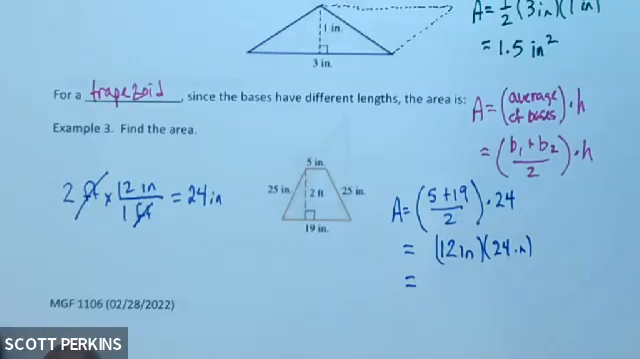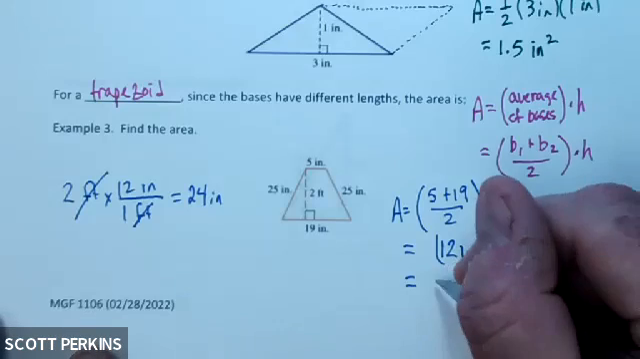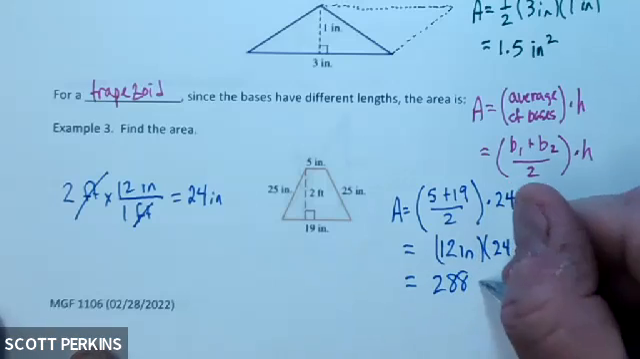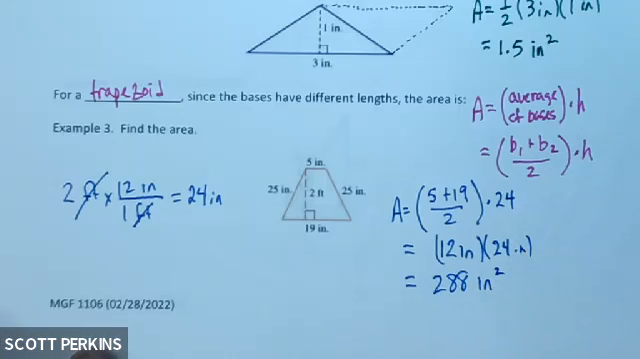And when I throw that down into my calculator, what's 12 times 24? Anybody got that for me? 288. Thank you for the quick fingers. And so 288 and my units are inches squared. Is everybody tracking with me on my average of the bases and what that means? Okay, well then let's keep going.